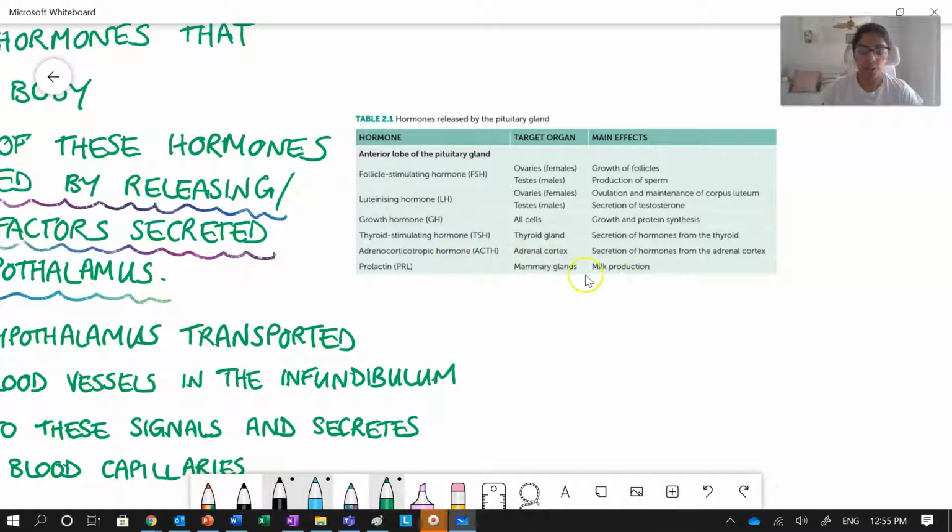There are several hormones that come from the adrenal cortex. One that we need to know about is a low-level stress hormone called cortisol. Finally, the APG also secretes prolactin. This directly affects mammary glands and is important in milk production in mammals.